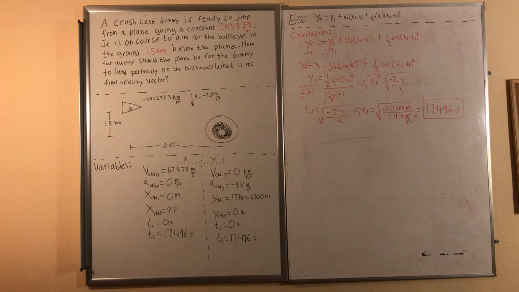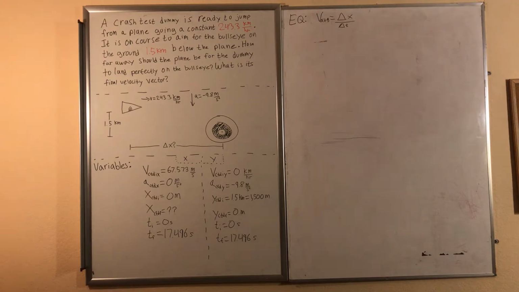With the time, we can now calculate the x distance we need. The x velocity is constant, so we can use the simple velocity average equation to find the displacement. Velocity average equals delta x over delta time, or x final minus x initial divided by time final minus time initial. Let's calculate.